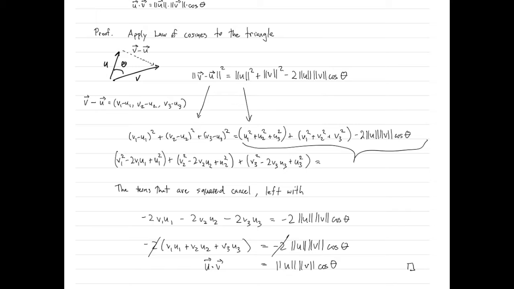And what we'll be left with on the left hand side is negative 2 v1 u1, negative 2 v2 u2, negative 2 v3 u3. And on the right hand side, again, all these terms here will have canceled. What we'll be left with is just this, negative 2, the norm of u times the norm of v times cosine of theta. Dividing through by 2's, we get this equation, and then canceling the negative signs, we get this. And so what we see is that the dot product of u and v is the norm of u times the norm of v times the cosine of theta.